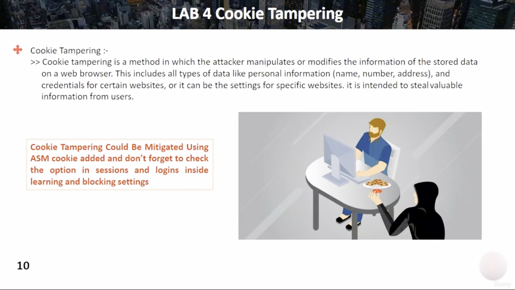Finally, we have cookie tampering. It's different than session hijacking. It's changing the cookie itself. So inside cookie components, you have multiple things. Again, it includes all types of data like personal information, name, number, address, and credentials for certain websites, or it can be the settings for specific websites. It's intended to steal valuable information from users.